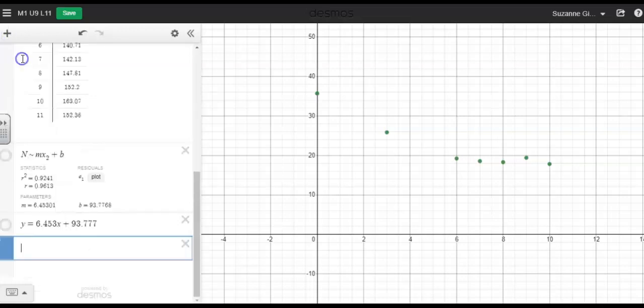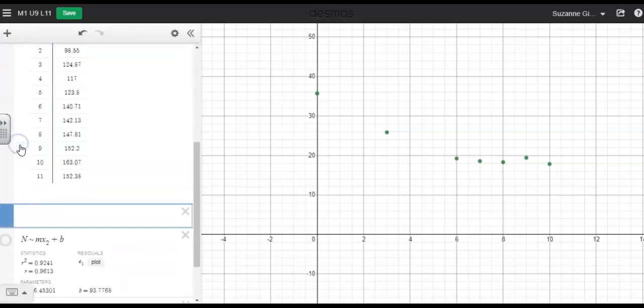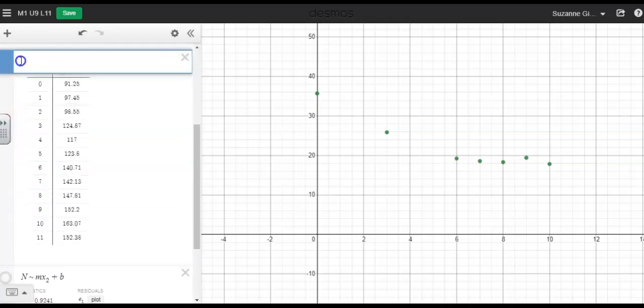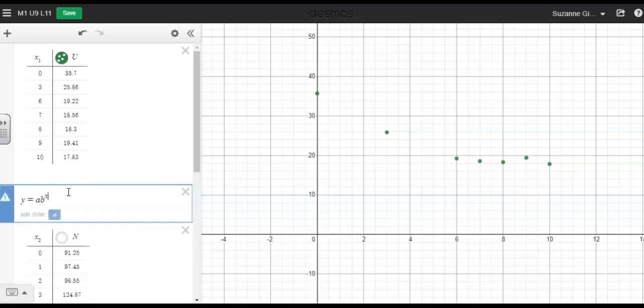So I'm going to enter an expression, and I want to be able to see my data. So let me just slide this up. Okay, now I have it all on the same screen. So exponential equations are written as y equals a times b to the x. That's how they're written, just like that.